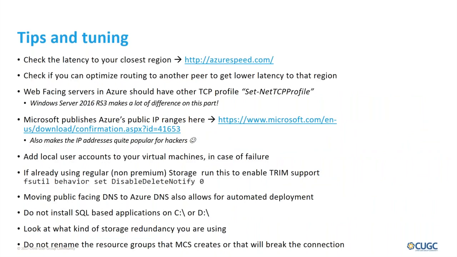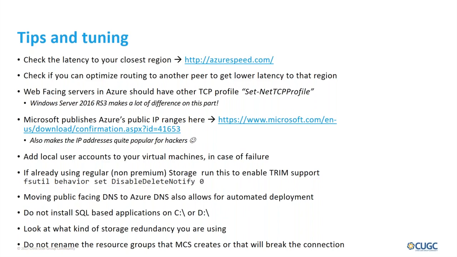So assuming you're cutting short on time, I'm just going to go through this a little bit quickly. So when it comes to tips and tuning, when you want to deploy something in Azure, make sure that you find the closest region where users are located. There's a free web service you can use called azurespeed.com, which basically checks the latency between your browser and all the different Azure locations. And you can also talk to your ISP, or if you are an ISP on your own, try to see if you can connect with another networking peer to get even lower latency to a specific region or to the closest region.